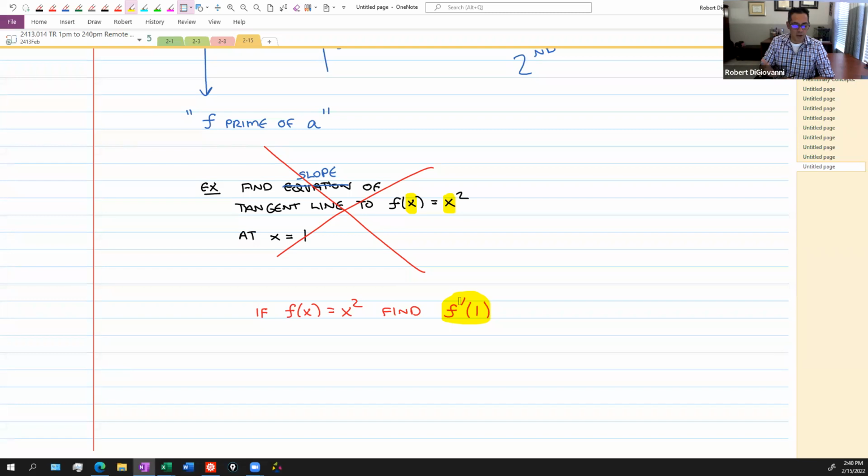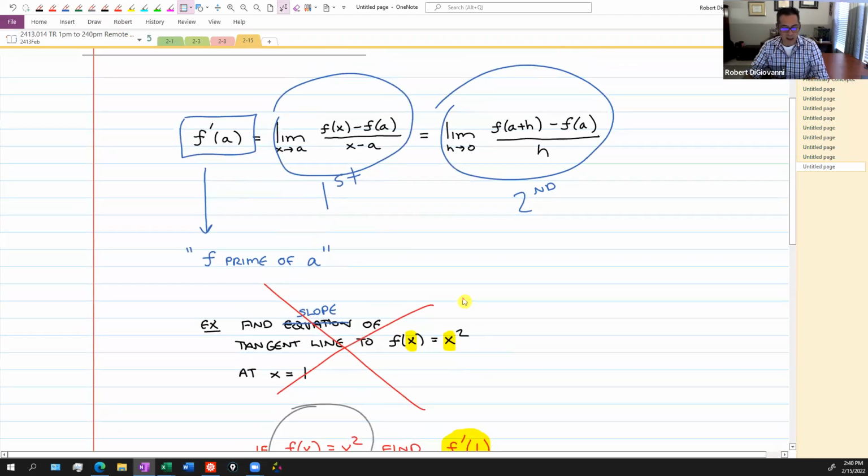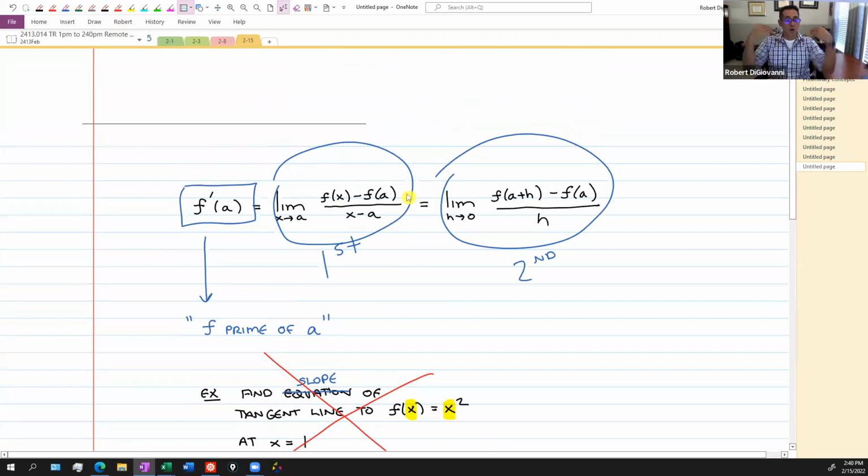In your homework, they're going to give you functions and ask you to find that. You just plug that a into either one of the formulas, totally up to you which one you use. My recommendation: try it both ways. I would not marry myself to one of these. You can have a little bit of polygamy here. You can be with both and be happy with both.